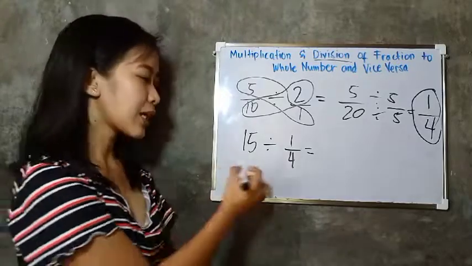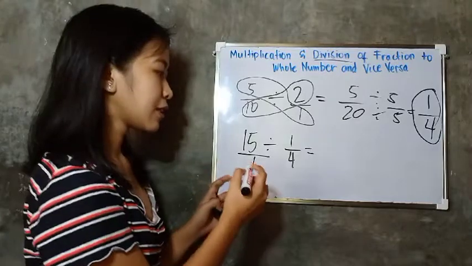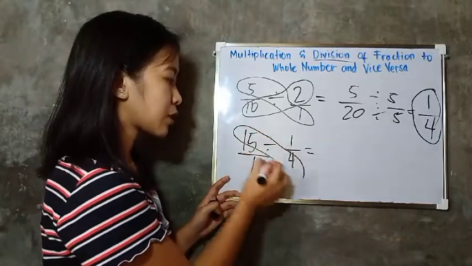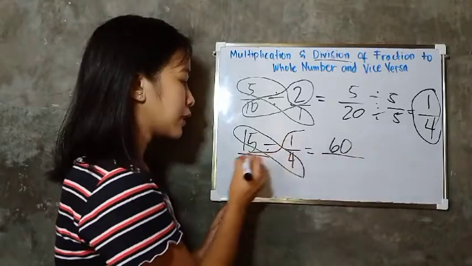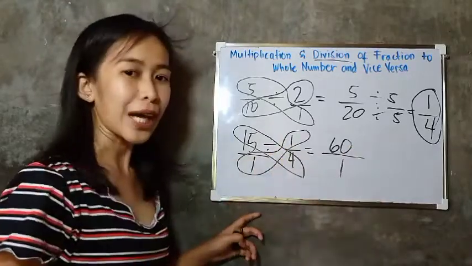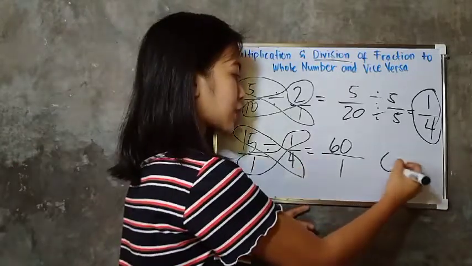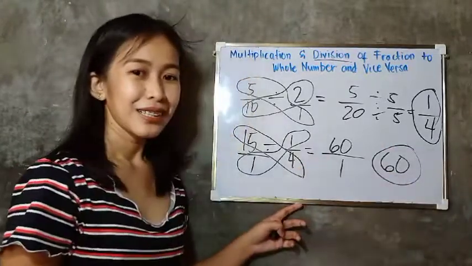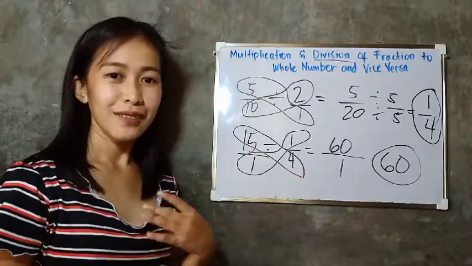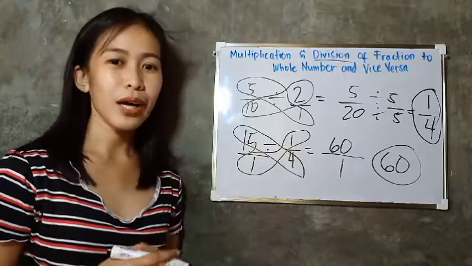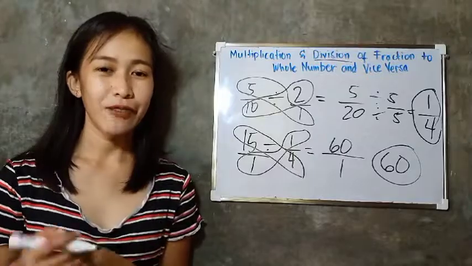Of course, same process. Just put denominator of 1 sa ating whole number. And then, do the cross multiplication. 15 times 4 is 60. Over 1 times 1 is 1. Right? And then 60 over 1, that would be 60 na lang. Okay? Ganun lang kasimple. Kasi nga, di ba, 60 divided by 1 is 60. Diba? So that's it. Ganun lang kasimple ang multiplication and division of fraction to whole number and vice versa.